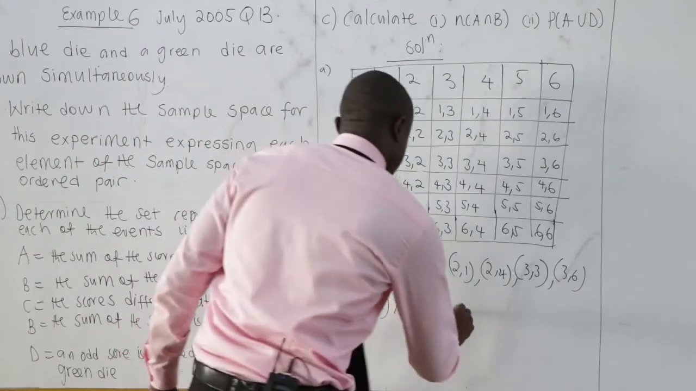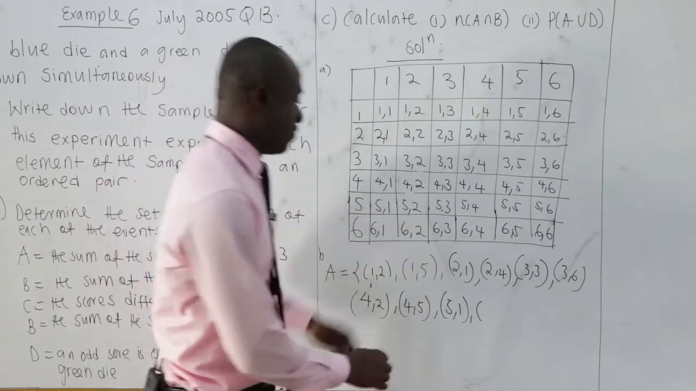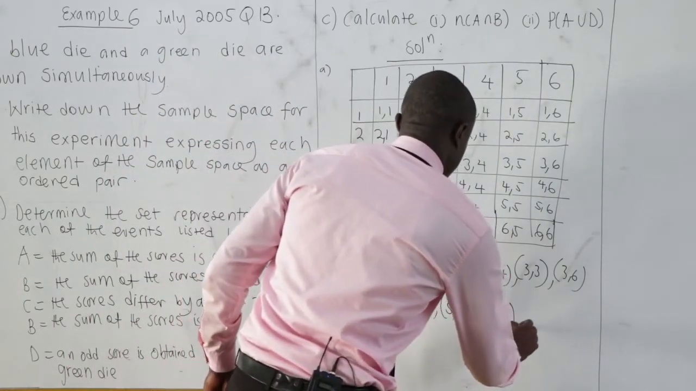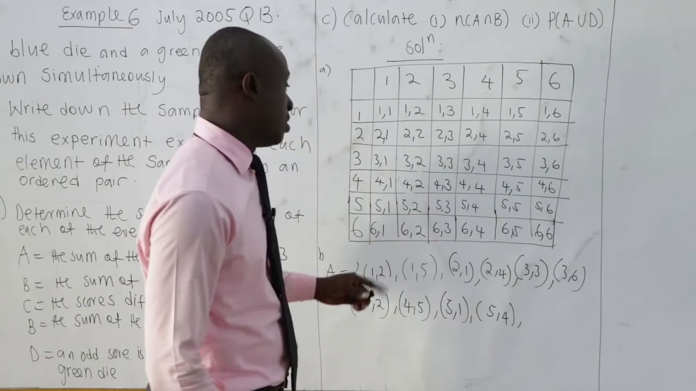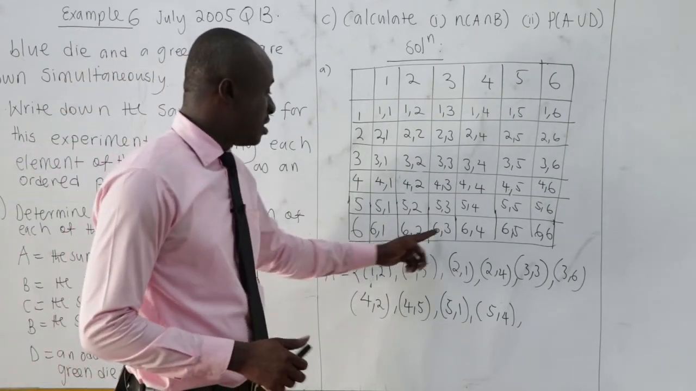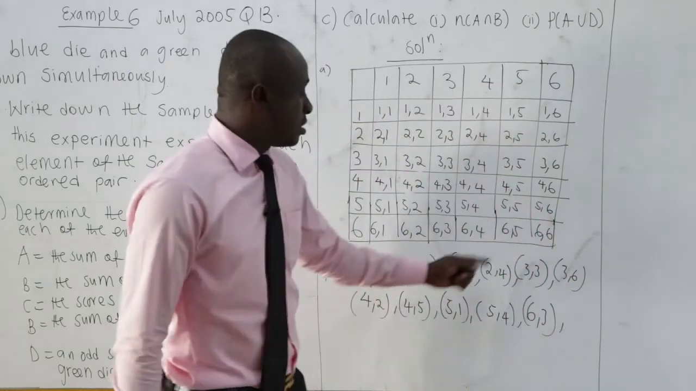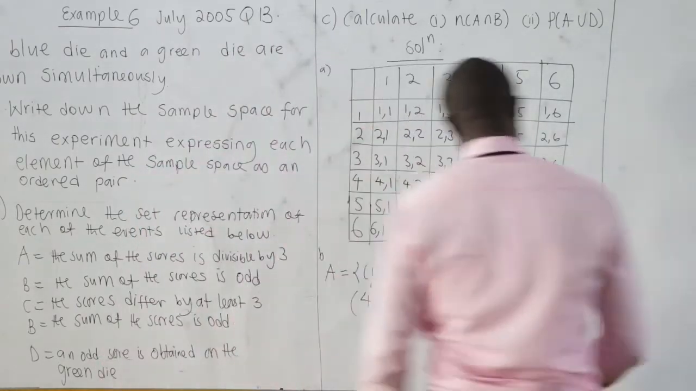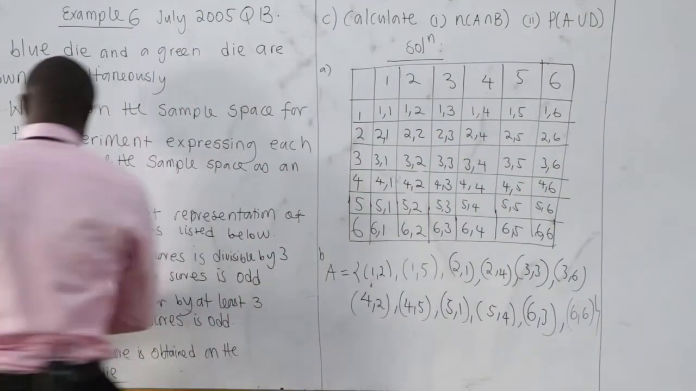5 plus 1 is part. 5,2: no. 5 plus 3: no, but 5,4 is part. 5,5 would be 10, no. 5,6 is 11, no. This is 7, 8, 9. This is part. 6 plus 5 is 11. 6 plus 6 is 12, and that is also divisible by 3. That's the first one. Now let's see the B.